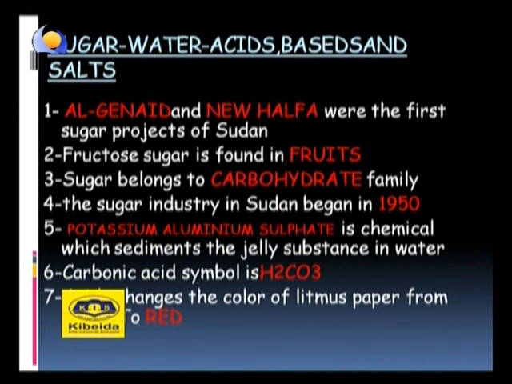The first one, sugar. Algunaid and New Halfa were the first sugar projects of Sudan. If they ask you about the first sugar project, just one, you will write Algunaid. But the first sugar projects, Algunaid and New Halfa. Fructose, sugar found in fruits. Fructose, they can ask you about glucose, different types of complex sugar.